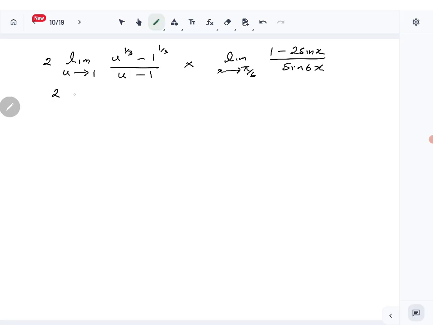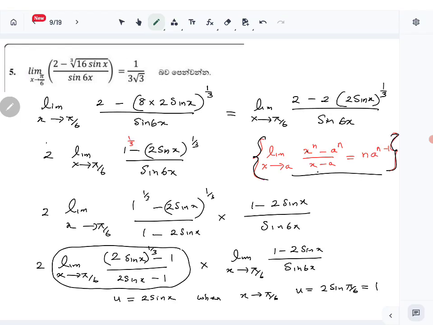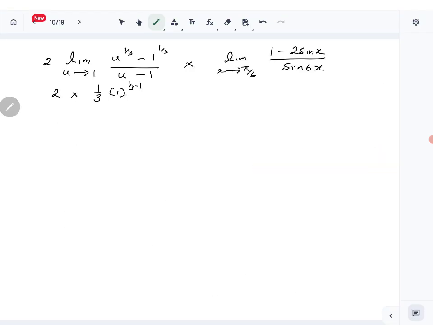Now this part you can apply that special limit. So 2 times n is 1/3, a is 1, times this one. So this part just turns into 1/3. So 2/3. Now we are left with this.